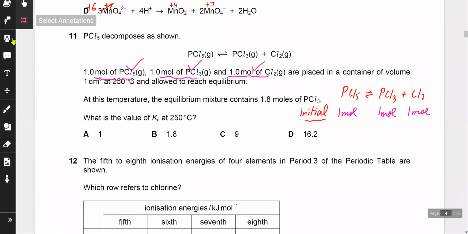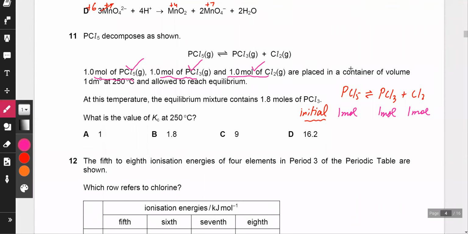You're placing them in a container of volume 1 dm cube at 250 centigrade and allowed to reach equilibrium. The equilibrium mixture contains 1.8 moles of PCl3. So the next thing is you write your equilibrium moles at the bottom, and they're saying that the mixture contains 1.8 moles of PCl3.